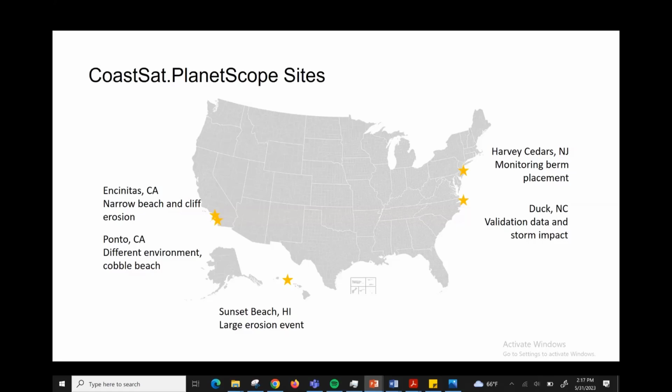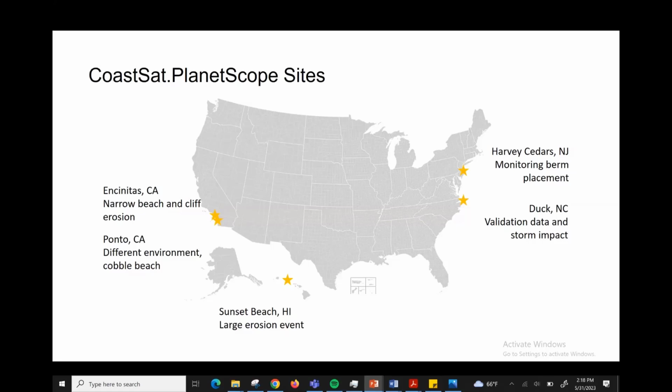In California, we worked with Scripps to pick 2 sites out there that they have a fair amount of ground truth for. In Encinitas, that's a pretty narrow beach with a cliff back. So we really wanted to see if the location of the shoreline position is coincident with the cliff erosion events that are happening over there. In Ponto, there is not sand, it's a cobble beach, so we really wanted to test the CoastSat PlanetScope algorithm to push it to its limits and see how robust it is.